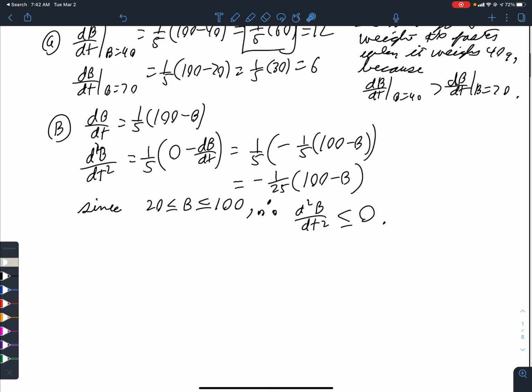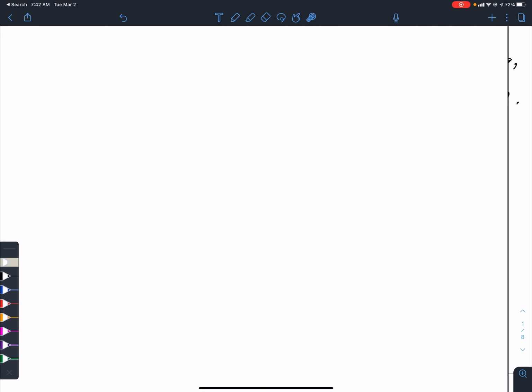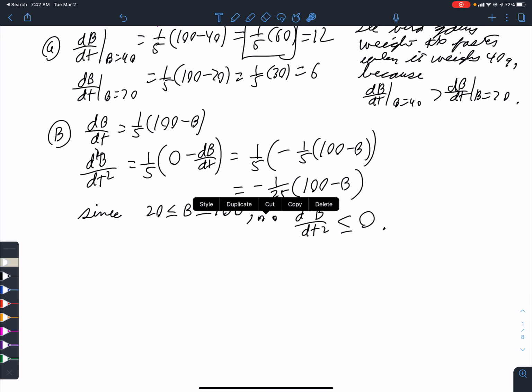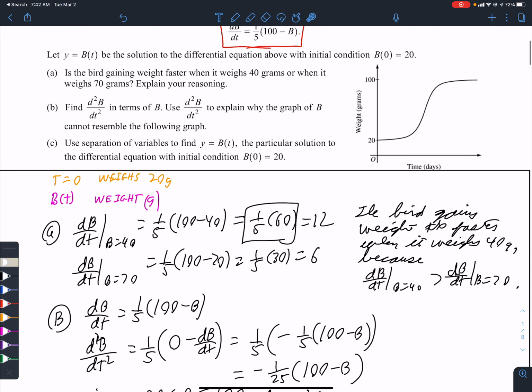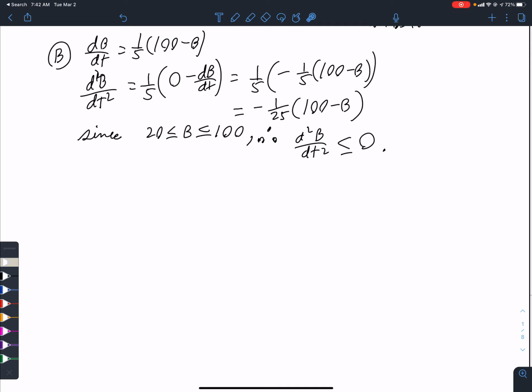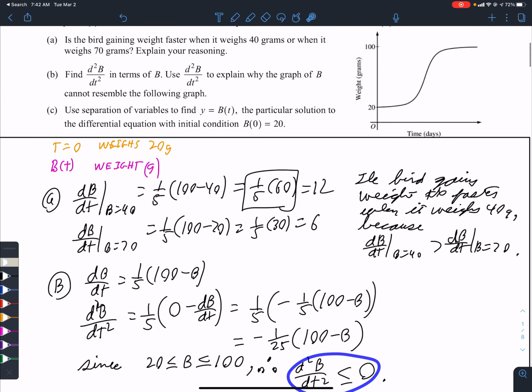Well, if that's true, what does this mean? A negative second derivative gives you concave down, right? But 0 means neither concave up nor concave down. Could be an inflection point possibly. But this can't be concave up. Okay? Cannot be concave up because it's never positive. But our graph is concave up for the first half.